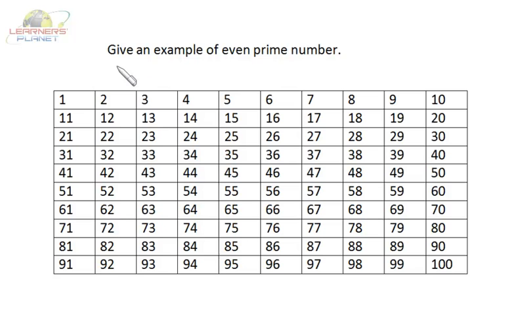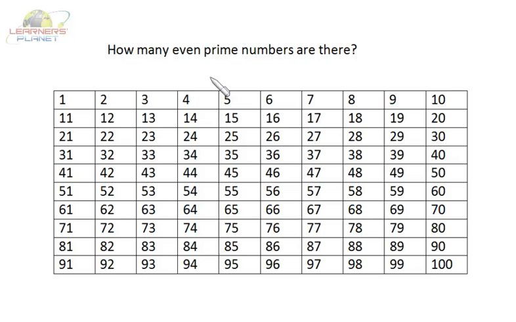Now give an example of an even prime number. Kids, in the entire series of prime numbers, there is only one even prime number, that is the number 2. So there is only one example of an even prime number, that is 2. All other prime numbers are odd numbers. You should always be clear that there is only a single even prime number, that is 2, in the series of prime numbers. All the remaining prime numbers are odd primes.